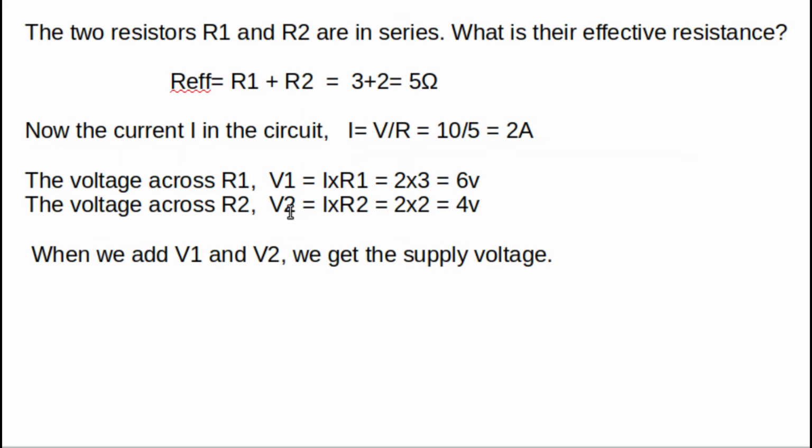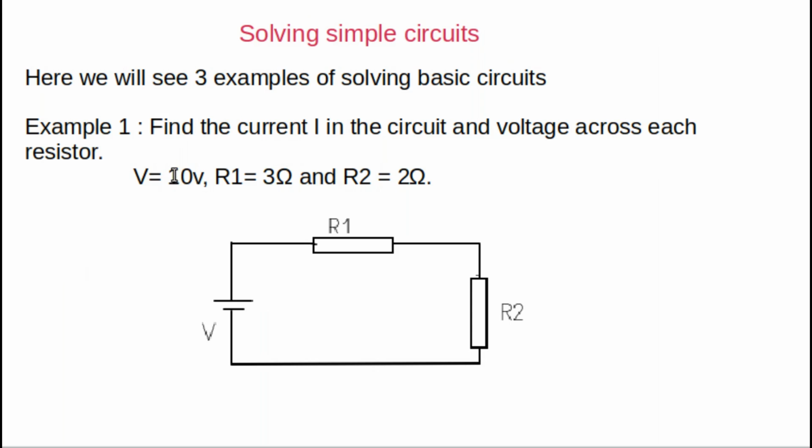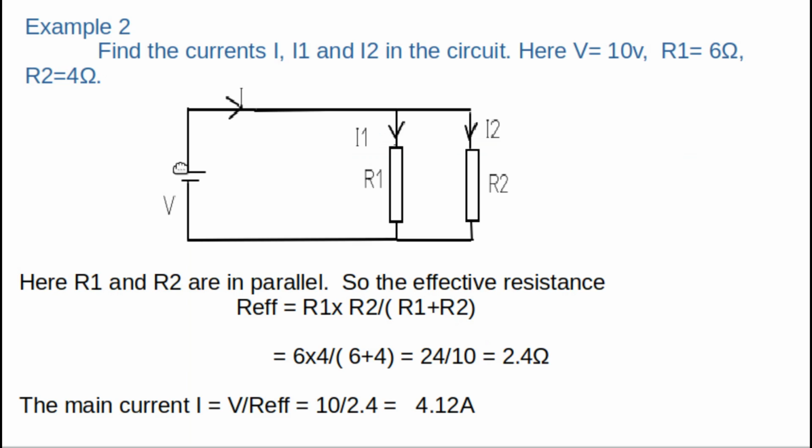Now, if we add the values of these two voltages, V1 and V2, 6 and 4, we will get the supply voltage. 6 plus 4 is equal to 10 volt, and that is the supply voltage applied here. Thus, we see that the applied voltage V is divided into V1 and V2. If we add the voltages across R1 and R2, we will get the same supply voltage. Now we will see the second example.